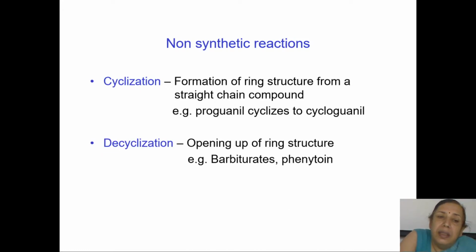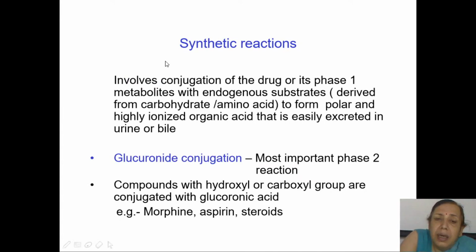Now, another example is cyclization. There are certain drugs which form cyclic structures. So they form ring structures, and then that is a part of biotransformation. So their properties change. So proguanyl cyclizes to cycloguanyl. Similarly, decyclization also occurs for certain molecules. So the ring structure which is already there, for example in barbiturate and phenytoin, you see the ring opens and the properties change.